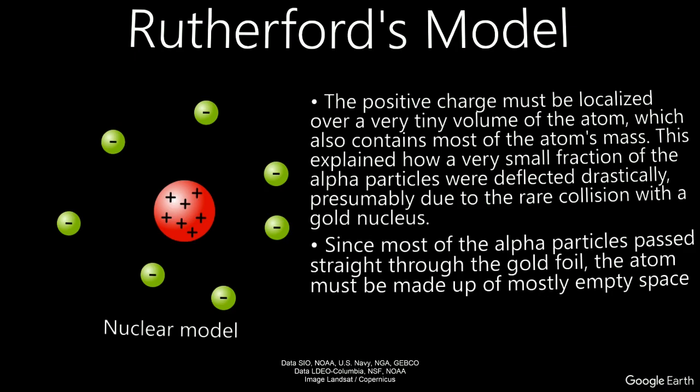2. Since most of the alpha particles pass straight through the gold foil, the atom must be made up of mostly empty space. This led Rutherford to propose the nuclear model, in which an atom consists of a very small positively charged nucleus surrounded by the negatively charged electrons. Based on the number of alpha particles deflected in his experiment, Rutherford calculated that the nucleus only took up a tiny fraction of the volume of the atom while making up a majority of the mass.